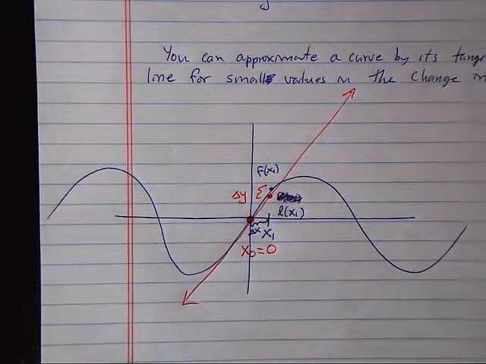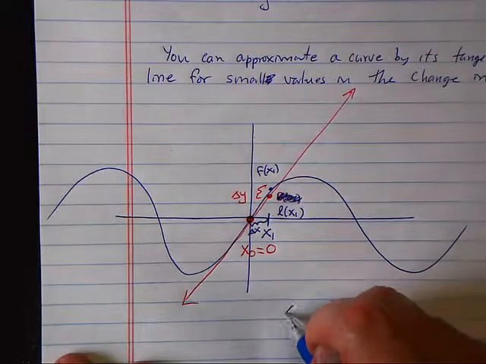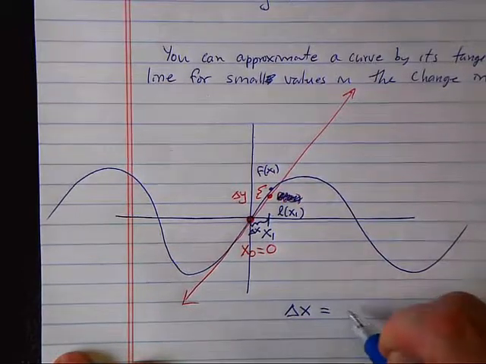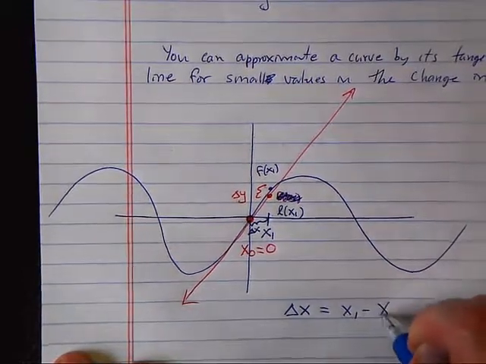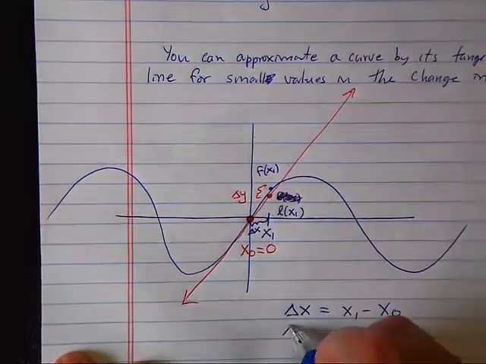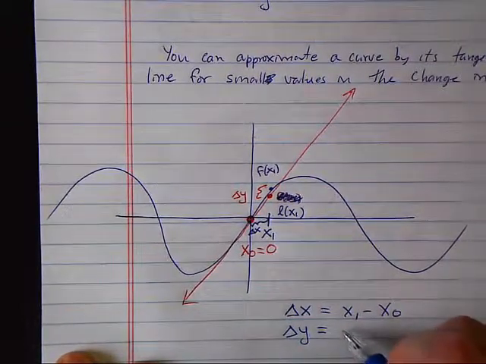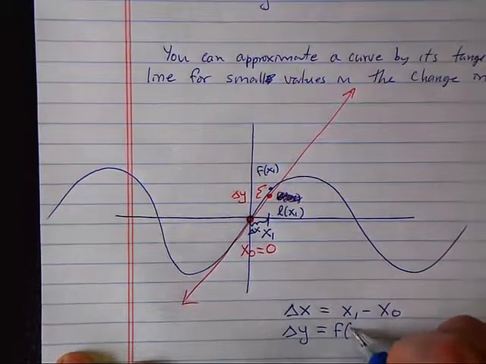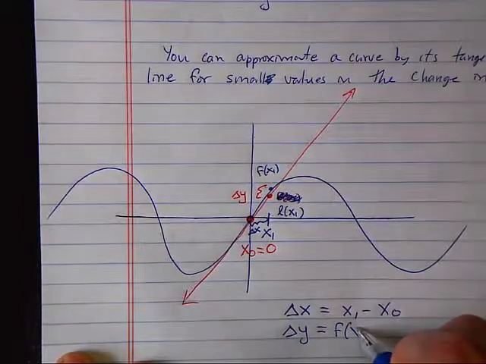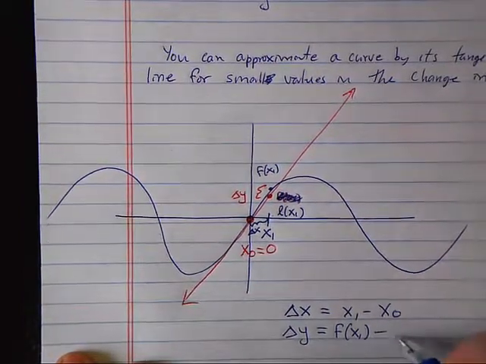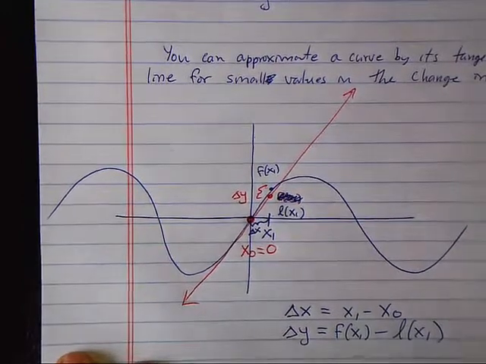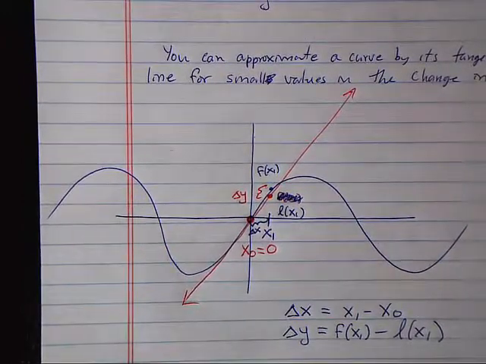All right, so list of symbols here. Delta x is x1 minus x0. And delta y is f at x1 minus line at x1. So those are the exact changes in x and the exact changes in y.